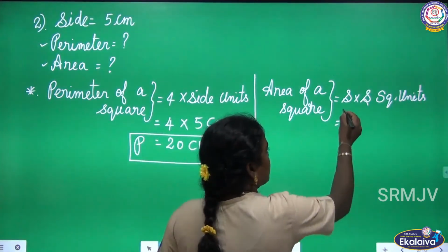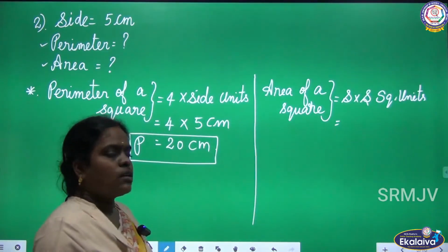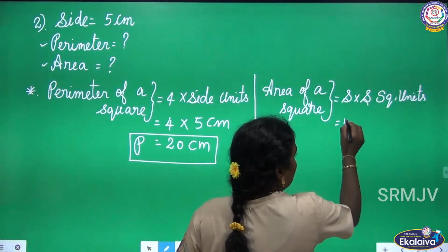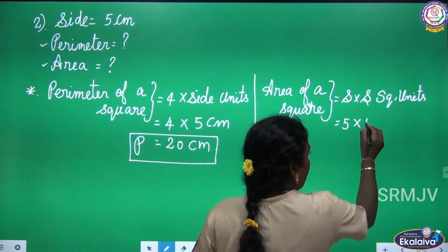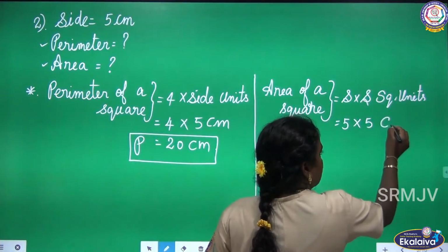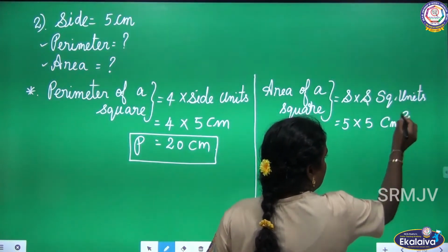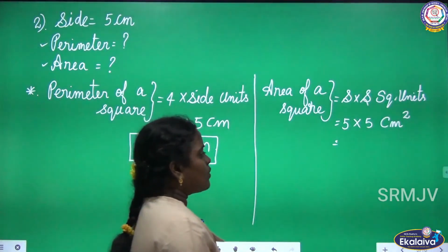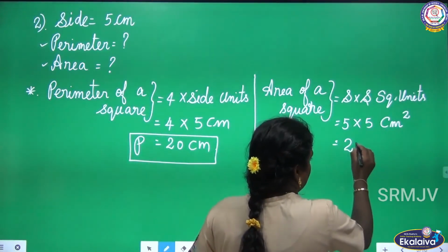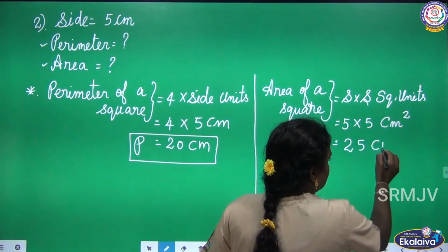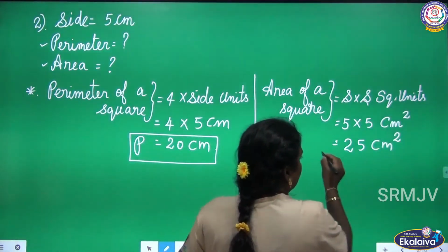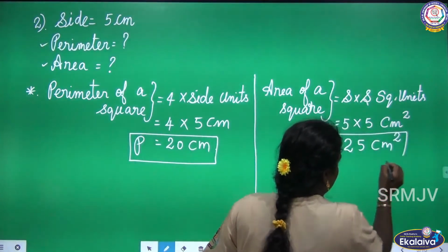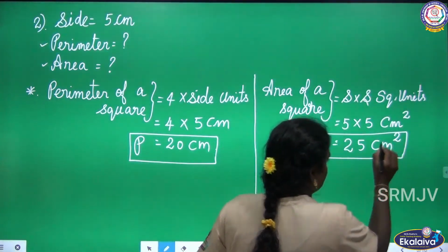So here we know the measurement for side. It is 5 centimeter. So multiply 5 by 5 and the unit is centimeter square. 5 5s are, you will get 25 centimeter square. So 25 centimeter square is the area of the square.